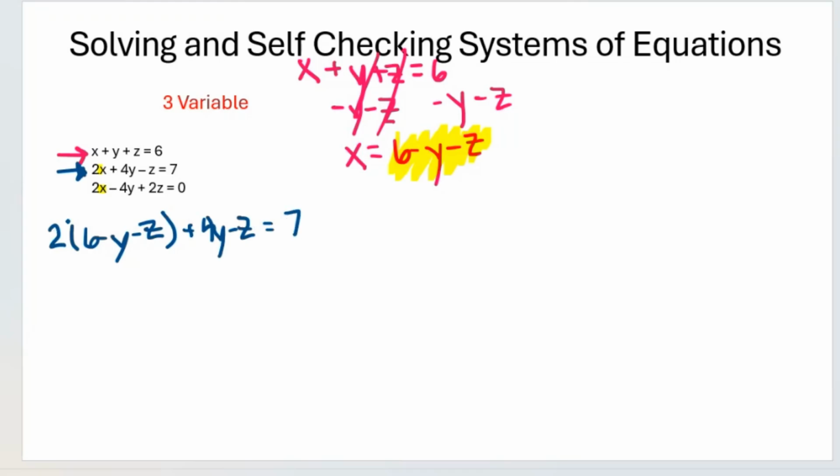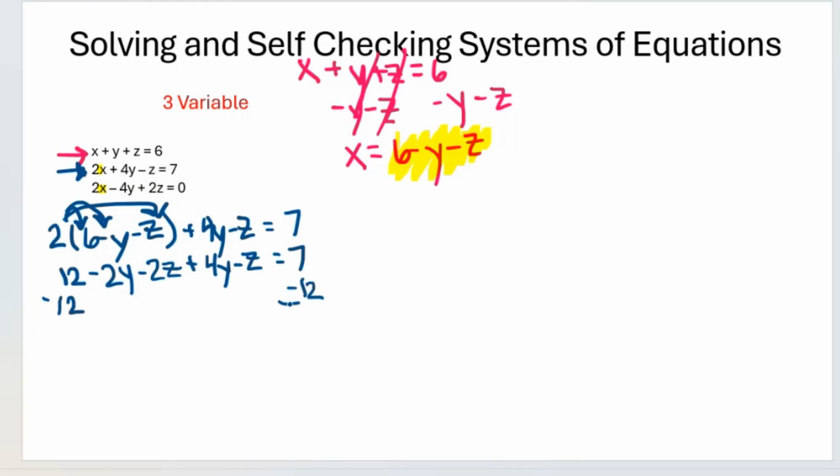I'm going to do my distribution. 2 times 6 is 12. 2 times negative y is negative 2y. 2 times negative z, negative 2z, plus 4y minus z equals 7. I'm going to combine my like terms. I'm going to minus the 12 here, minus the 12 here, because I'm moving it to the other side of the equals. I end up with negative 5.